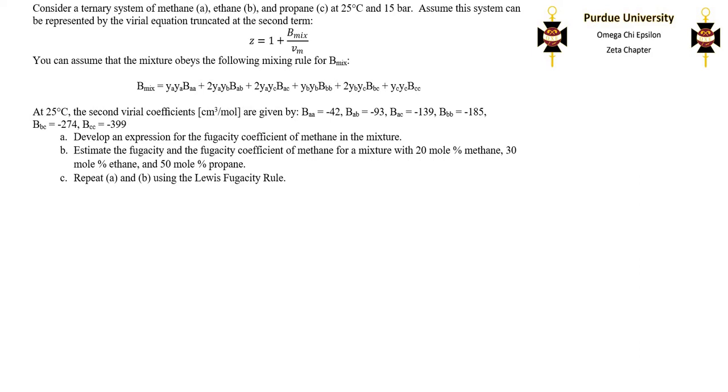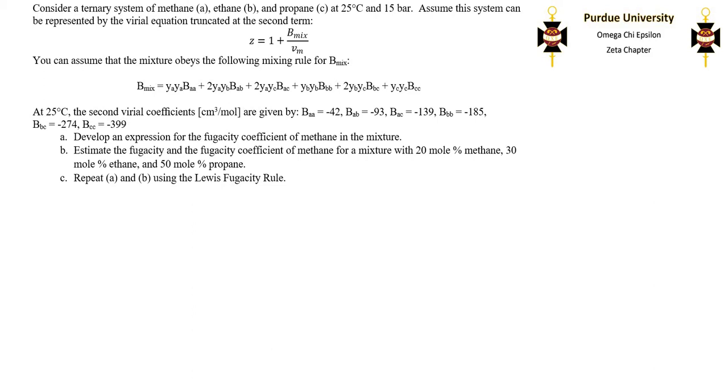I'm going to go through this example problem where we determine the fugacity of a vapor mixture using an equation of state. The problem statement says, consider a ternary system of methane, ethane, and propane at 25 degrees Celsius and 15 bar. Assume the system can be represented by the virial equation truncated at the second term.